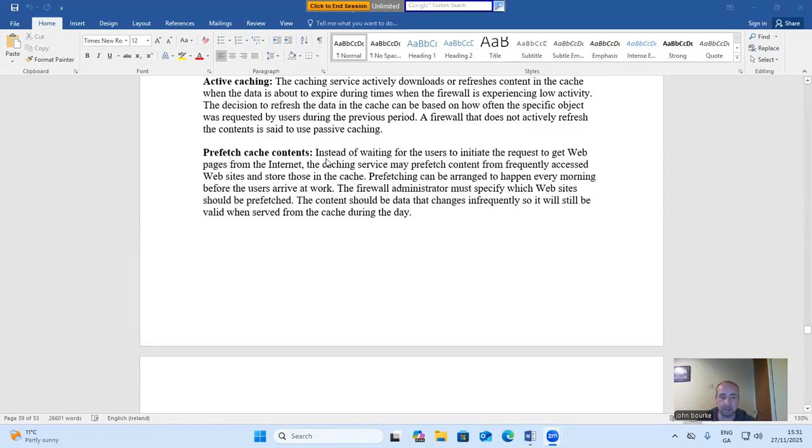Prefetch cache contents. Instead of waiting for users to initiate the request to get web pages from the internet, the caching service may prefetch content from frequently accessed websites and store those in the cache. Prefetching can be arranged and happen every morning before the users arrive at work. The firewall administrator must specify which websites should be prefetched. The content should be data that changes infrequently, so it will still be valid when served from cache during the day.